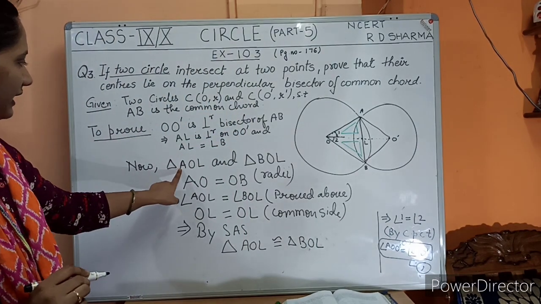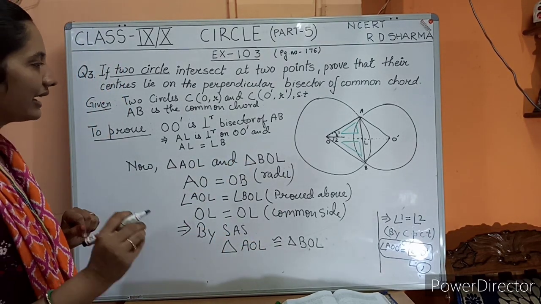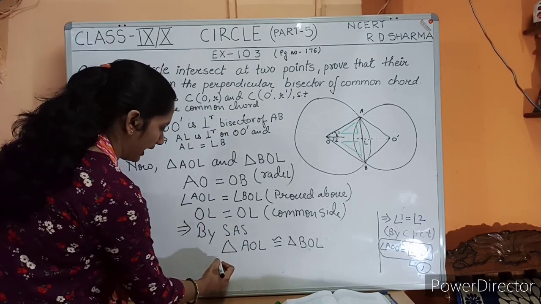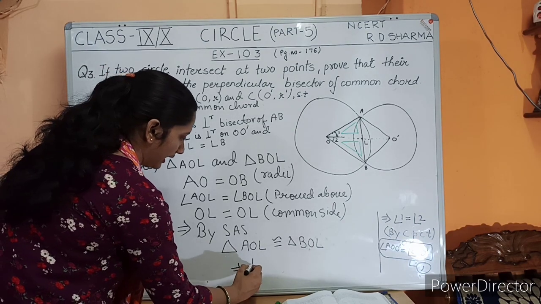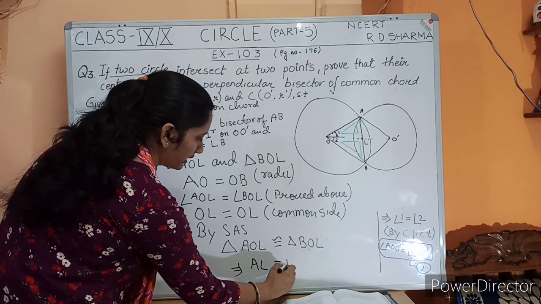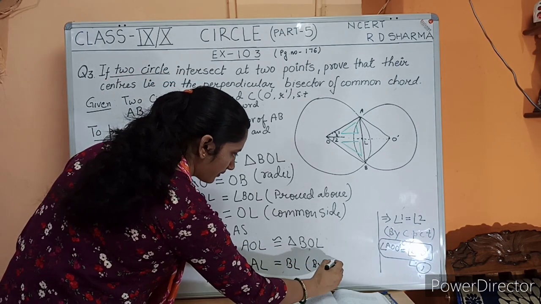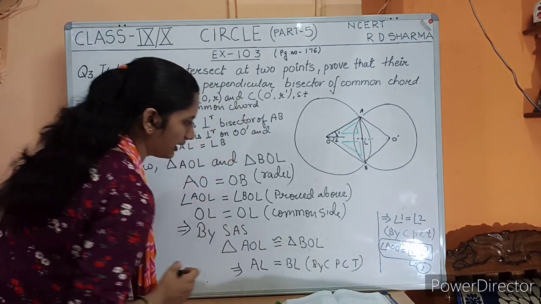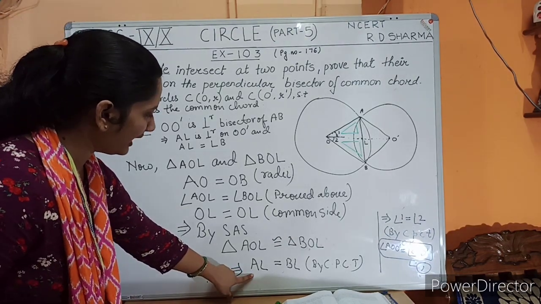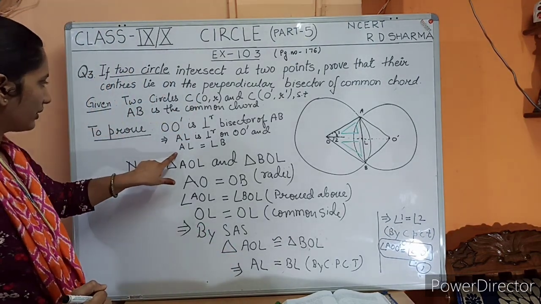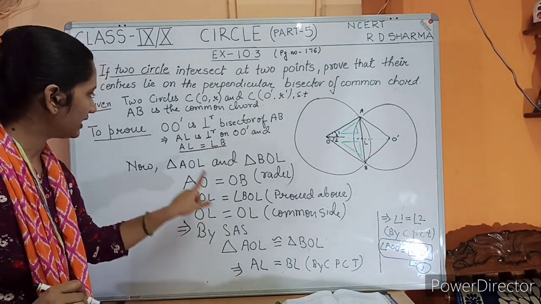ठीक है? अब हमारा ये और ये दोनों triangle congruent हो गया. Now if these two triangles are congruent, can we conclude that AL must be equal to the length BL by CPCT? Yes, obviously, right? Corresponding parts of the two congruent triangles. So here we have concluded AL is equal to BL. You can see here that we needed to prove this, and we have done it. So this part is over.